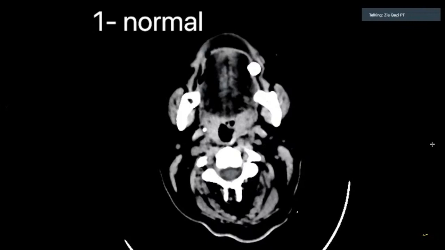Okay, now starting with this normal scan. So we'll follow the same 3-step method. First we'll see the structures, then we'll see the symmetry, and then we'll see if there is any abnormality. Okay, starting with the color gradients. You see bone appears bright white, and all the soft tissues appear gray. This is the first section of the scan. It is at the level of C2. How do you determine it is at the level of C2? How do you know this is C2 for sure?